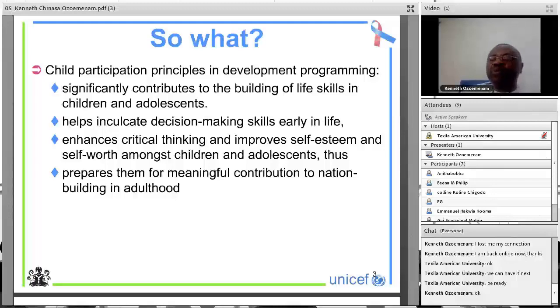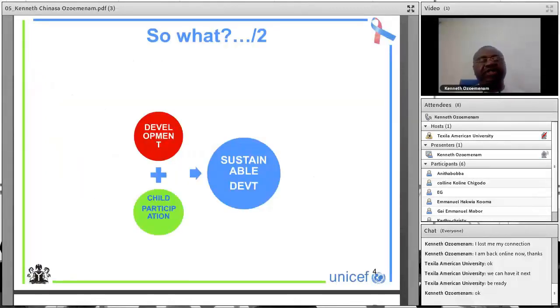in adulthood. It also improves self-esteem when they are given the opportunity to participate in one way or the other to make their inputs. When we listen to their voices and actually mainstream their voices into the programming process, it enables them to have a sense of achievement. So it promotes self-esteem and enhances their self-worth while they are still children and adolescents, and that is important also when they get into adulthood. And then it prepares them for meaningful contribution to nationhood. When the decision-making skills are acquired through this process of child participation, when they enhance their critical thinking, improve self-esteem and self-worth, in adulthood, they are able to use these components of character to contribute effectively to nation building.